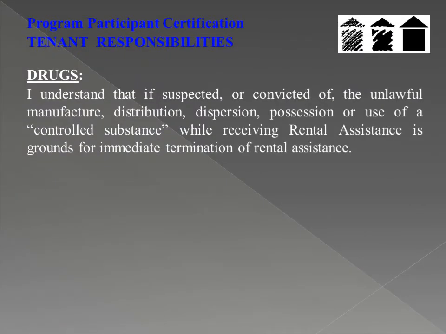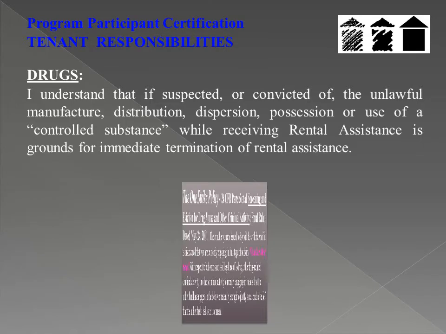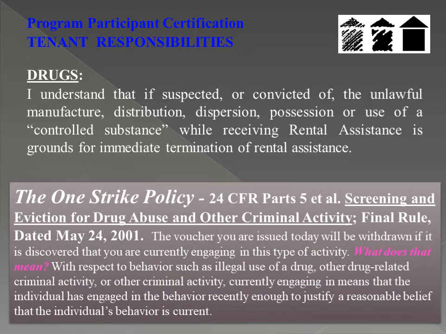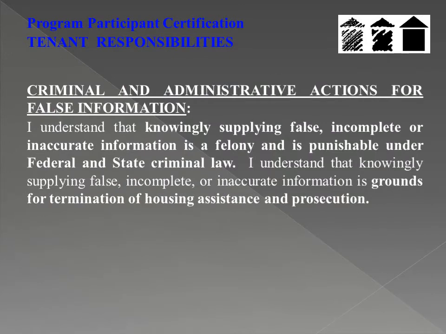If you are suspected or convicted of the unlawful manufacture, distribution, dispersion, possession, or use of a controlled substance while receiving rental assistance, it is grounds for immediate termination of your rental assistance. You understand that knowingly supplying false, incomplete, or inaccurate information is a felony and is punishable under federal and state criminal law. You understand that knowingly supplying false, incomplete, or inaccurate information is grounds for termination of your housing assistance and prosecution.